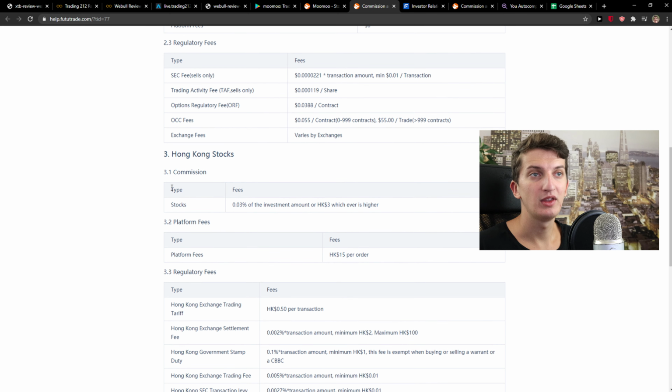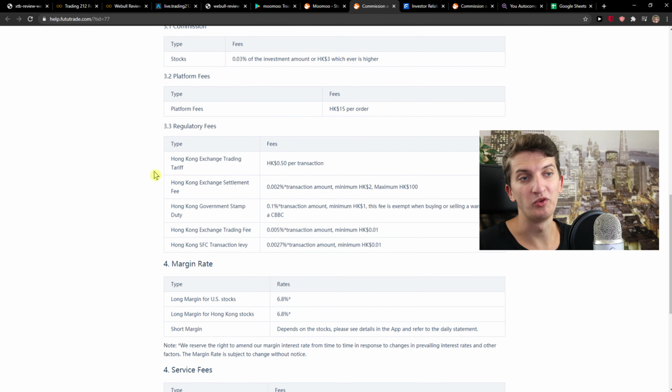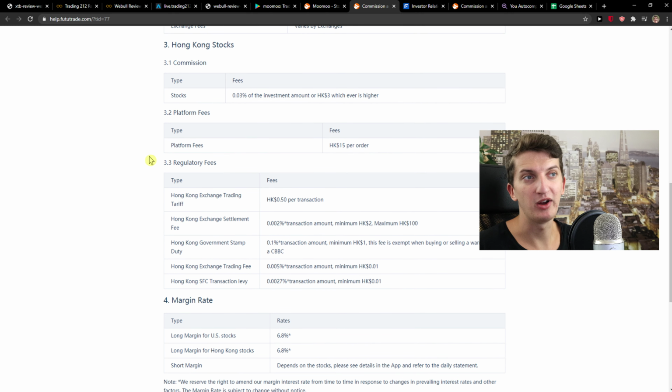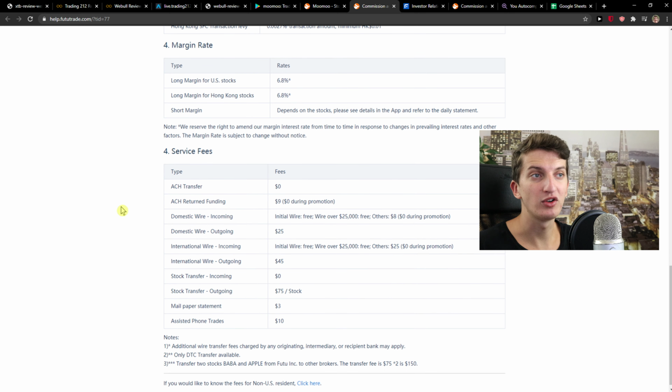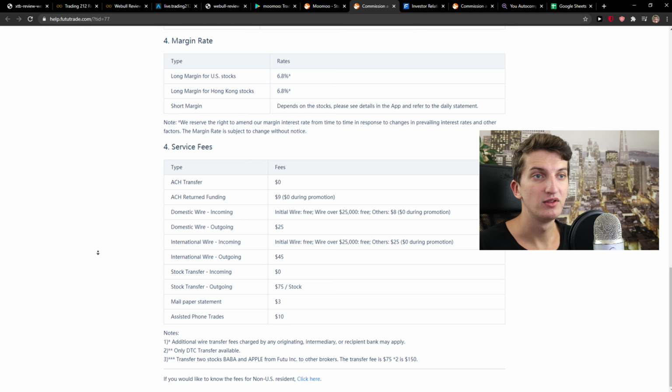Then you get Hong Kong stocks here that you don't really need to care about. If you want to buy Hong Kong stocks, I'm not going to talk about it. Margin rate 6.8% for US stocks. And now you can see right here the domestic buyer, 0 during promotion. It's a promotion. ACF transfer $0. So that's good.